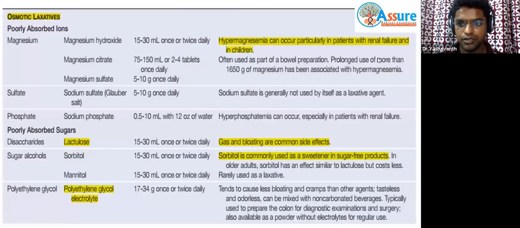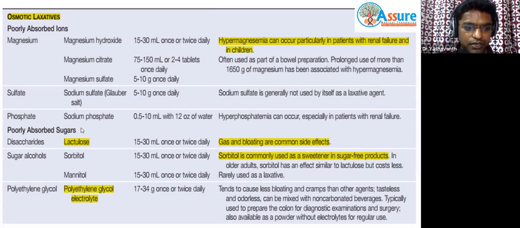Coming to the treatment. Other than fibers, we have osmotic laxatives. I'll just highlight the important things you need to remember. We have magnesium as hydroxide, citrate, and sulfate. What you need to know is that hypermagnesemia is a feature in renal failure and children. That is one point you need to concentrate on. Second, you have sulfate and phosphates, but these are often not used in clinical practice.